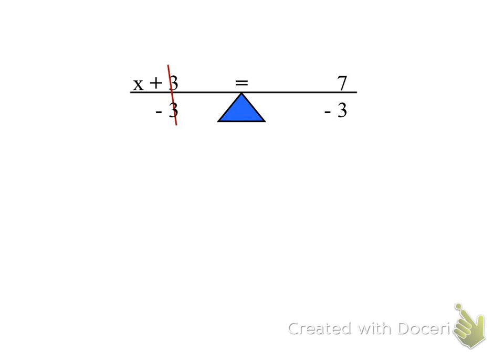So when I'm showing it with an equation, once I cancel that out, because a positive 3 and a negative 3 make what? A positive 3 and negative 3 make 0. But I have x plus 0. What does that make? X. And 7 minus 3 is 4. Yes? I've done this before.